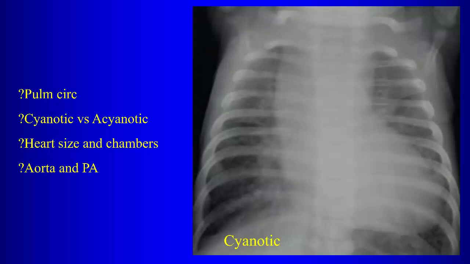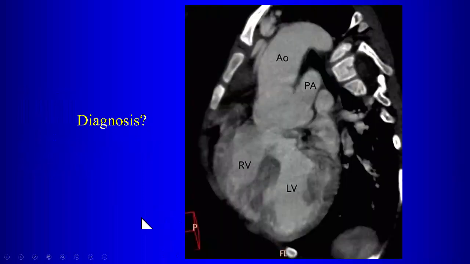Why are you saying total anomalous pulmonary venous return? It's kind of like a snowman. Maybe kind of like a snowman? What else could this be over here? Right aortic arch. If it's a right arch, what would it be then? What's the answer? Truncus arteriosus, yeah. So here's your VSD, there is your truncus, there's the aorta and the pulmonary artery.